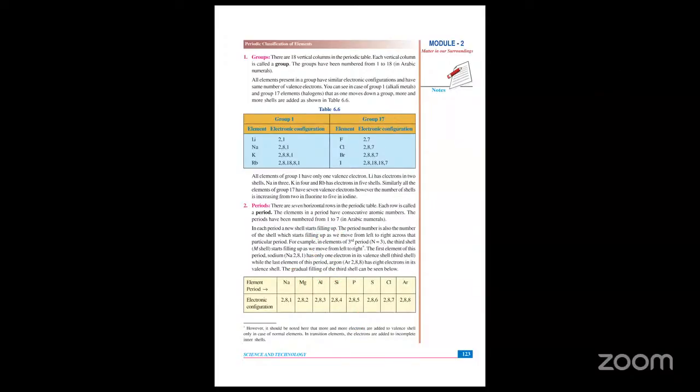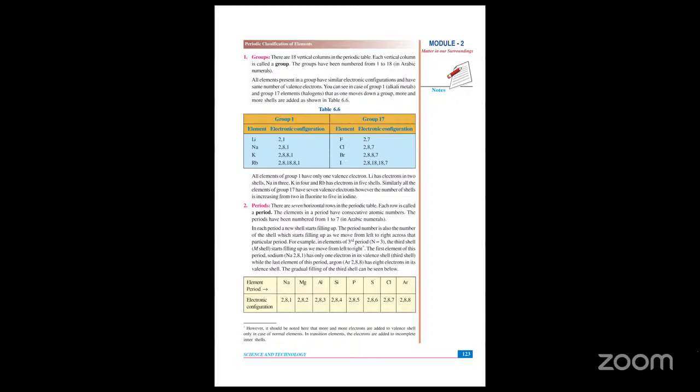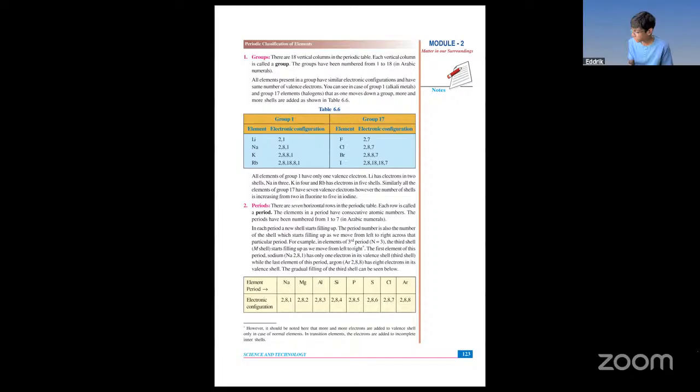Then lanthanoids are in group 3 and period 6. Actinoids are in group 3 and period 7. Similarly, all the elements of group 17 have 7 valence electrons. However, the number of shells is increasing from 2 in fluorine to 5 in iodine.